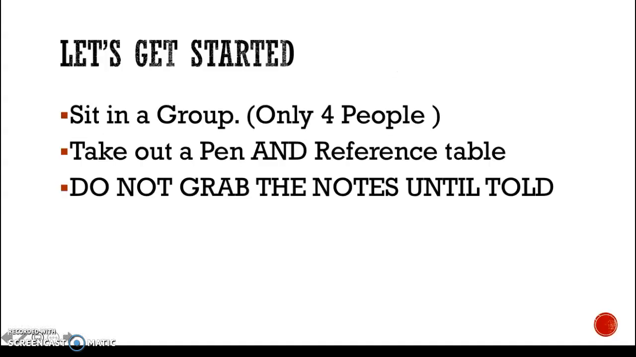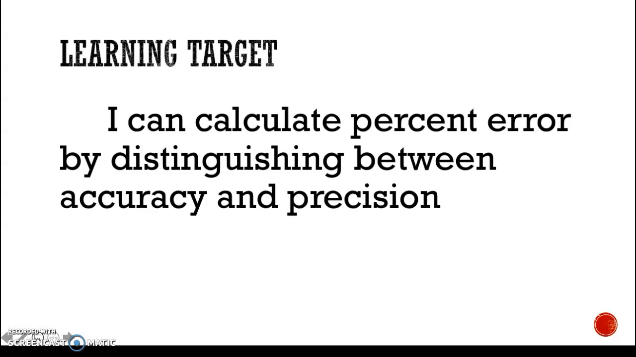So let's go ahead and get started. Now, this is if we were in class today. So our learning target would be: I can calculate percent error by distinguishing between accuracy and precision. Now, at this point in the lesson, I'm going to ask you what your definition of accuracy and precision is. How would you define it, right?